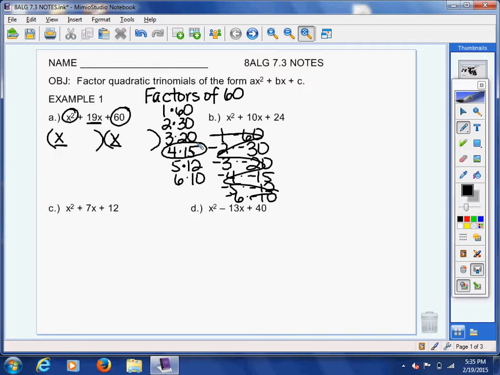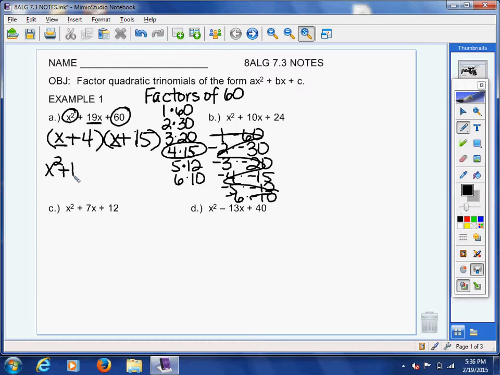Not 19. So there's no way that you could ever mistake the answer. There's only one pairing that when you multiply them you get 60, but when you add them, it's 19. And that's positive 4 and positive 15. And there you go. You just factored x squared plus 19x plus 60. Now, how can you be sure you're right? Well, why don't you just FOIL it back out and check it? So first would be x times x, which is x squared.